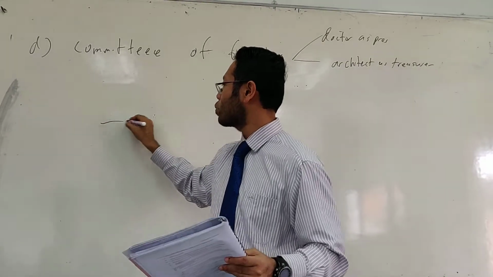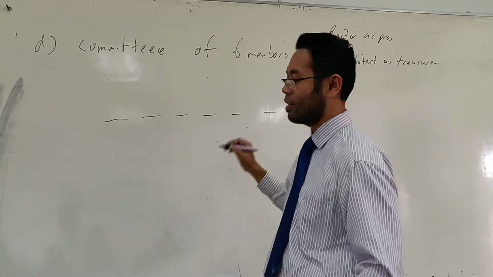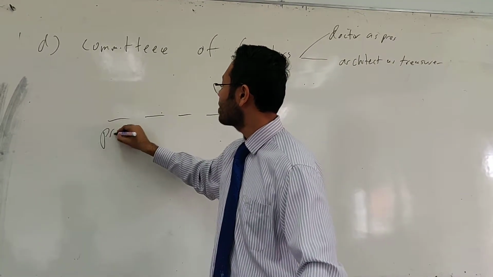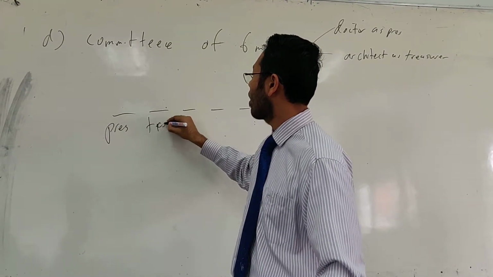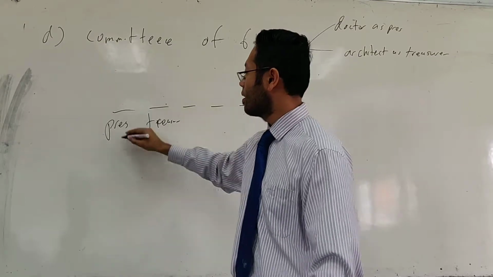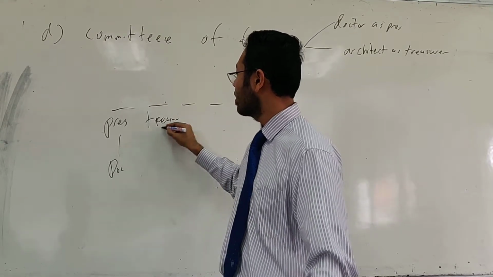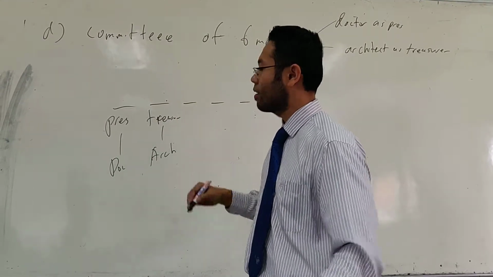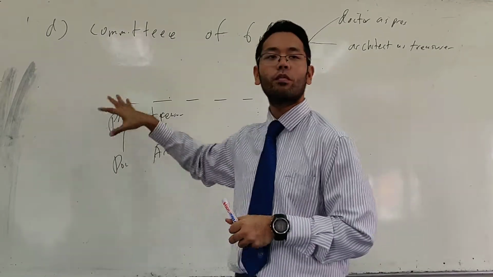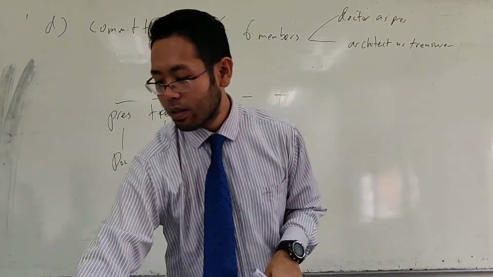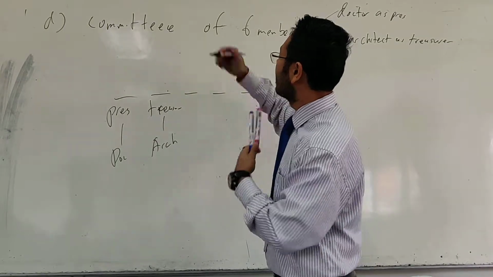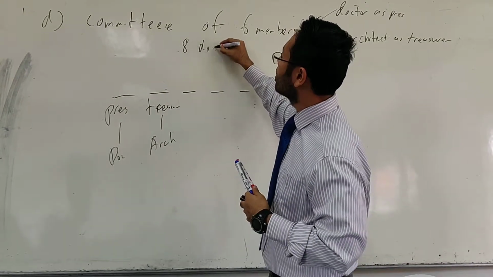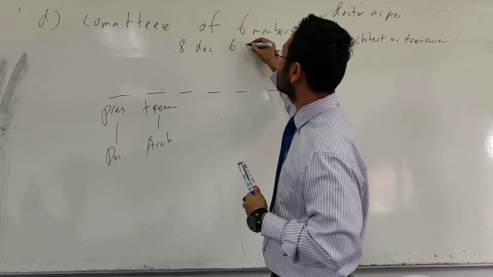So 6 members: 1, 2, 3, 4, 5, 6. The first one is president. The second one is treasurer. The president must be a doctor. The treasurer must be an architect. How do we calculate this one first? Remind ourselves again: 8 doctors and 6 architects.